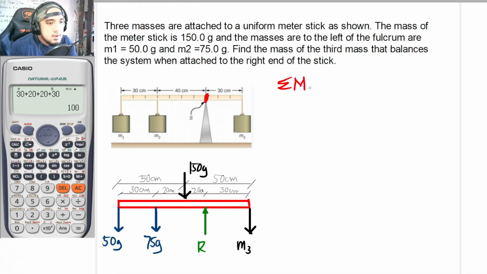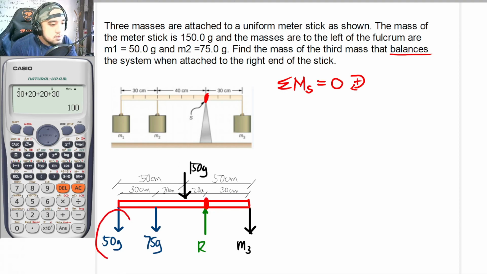So if you would be getting the summation of moment about the S point, this should be equal to 0 because it is said here that the system is to be balanced. And for our sign convention, maybe I want it to be clockwise positive. So there. Okay, so once again, we would be getting the moment about this particular point.